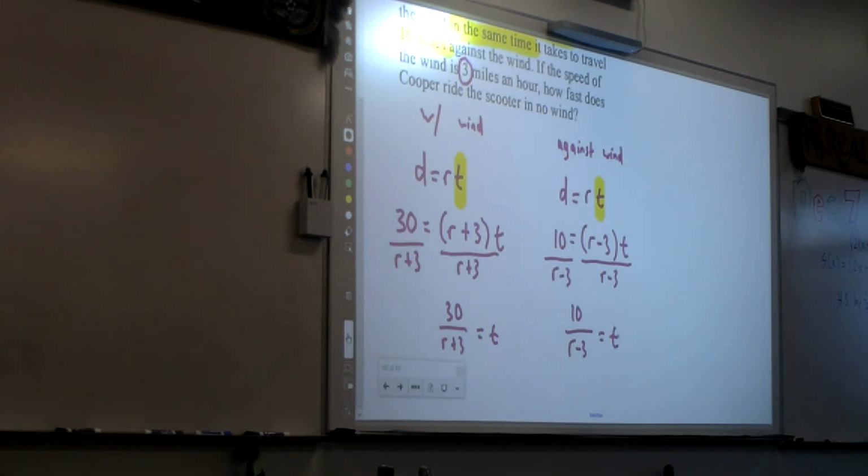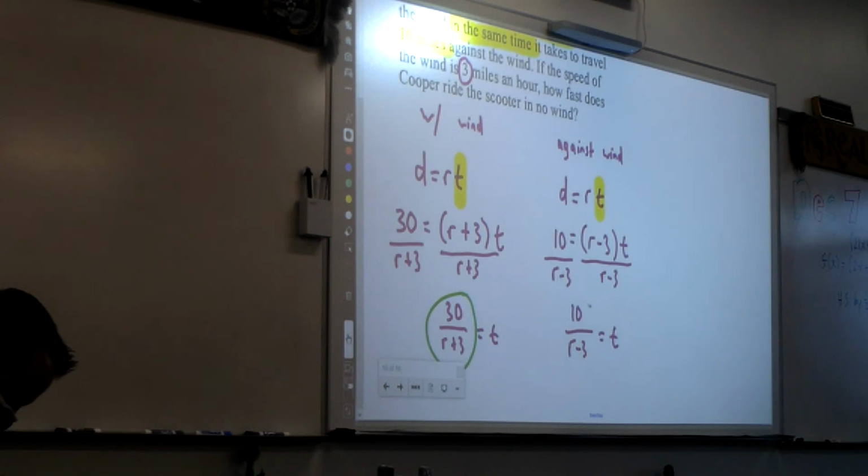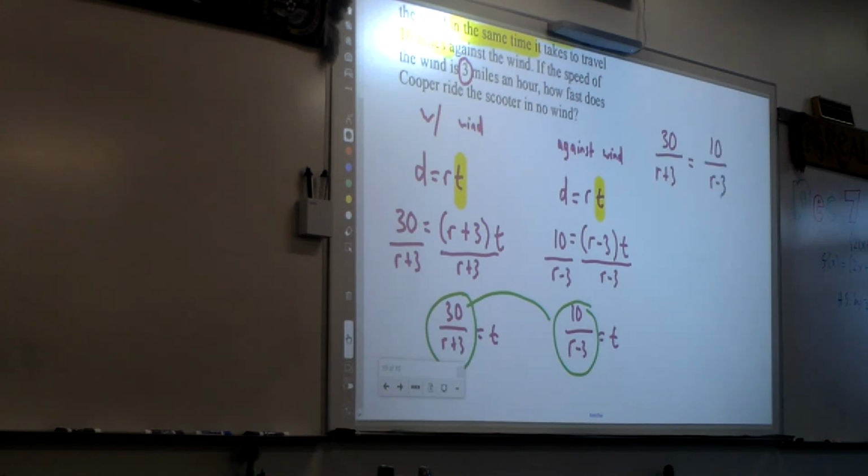Alright, are you following me so far? Do you have any questions so far? So I've got these two equations, but what did I say was the same in both of them? The time. Now if I've solved them both for time, I can set this equal to this. Because if they're both equal to t and t is the same, well then we can set them equal. So I get 30 over r plus 3 is equal to 10 over r minus 3. And okay, that's the hardest part here, just getting to this point.